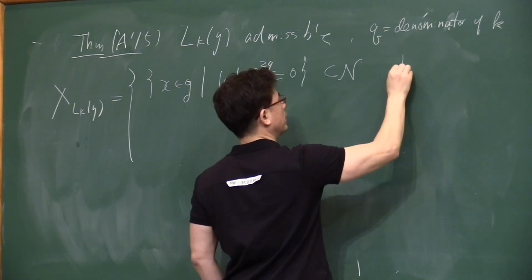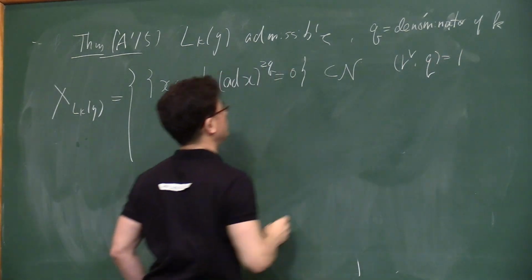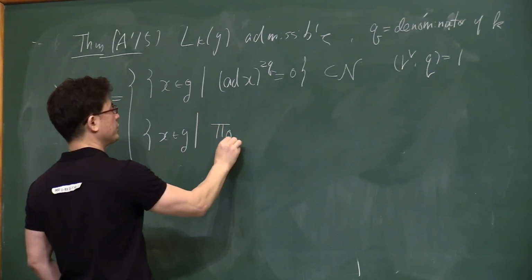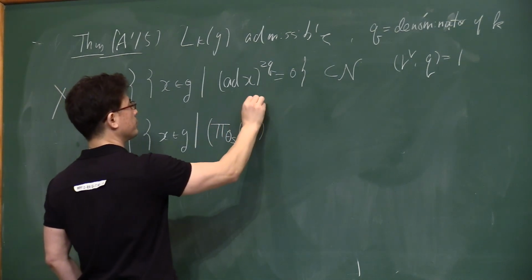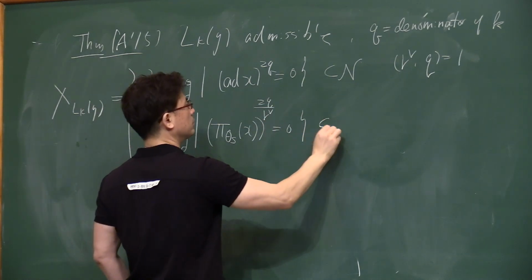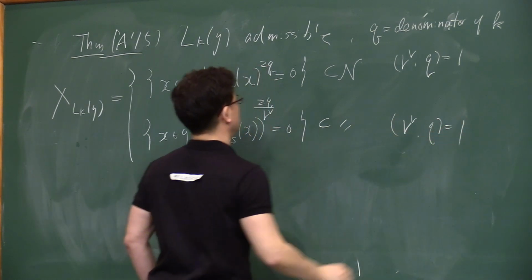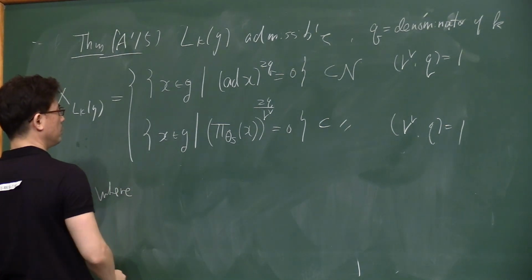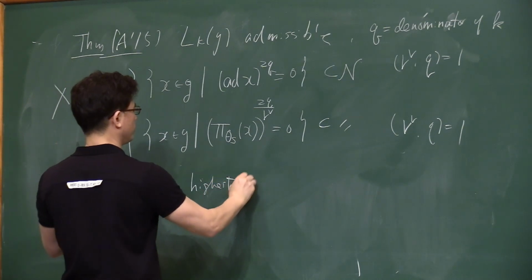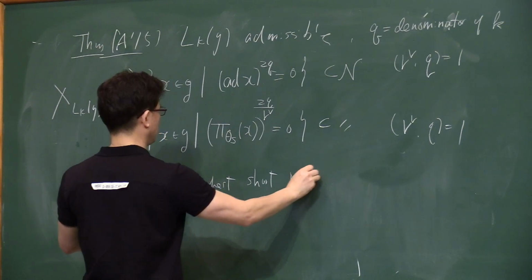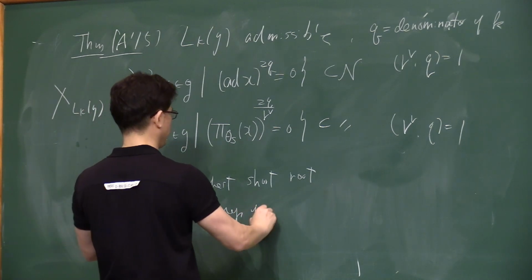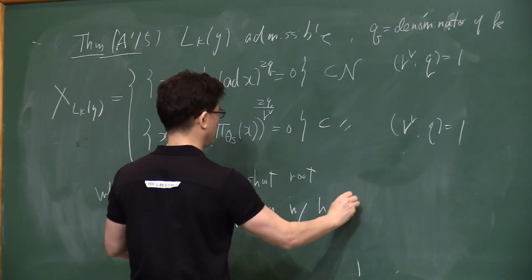And so this is the case when r check and q are mutually prime. And for the other case, we just replace this adjoint representation by the irreducible representation with highest weight theta s, where theta s is the highest short root, and pi of theta s is the irreducible representation of g with highest weight theta s.